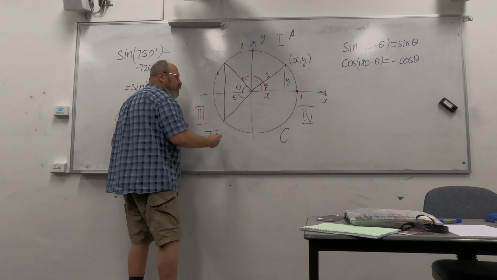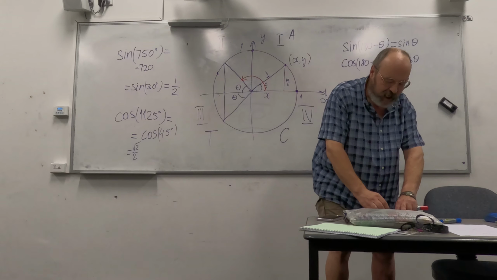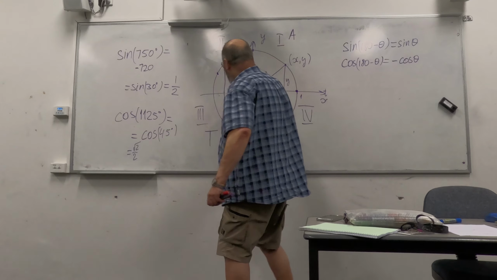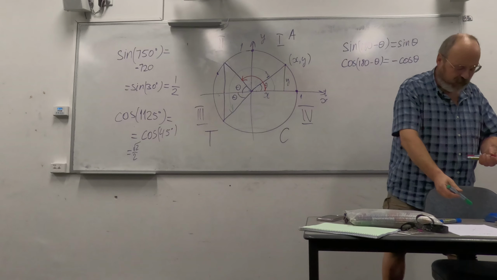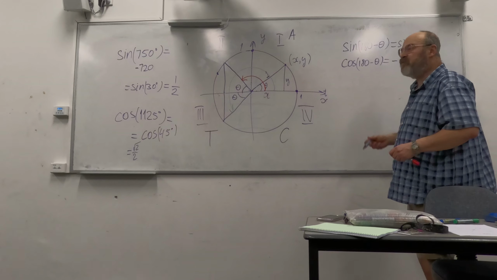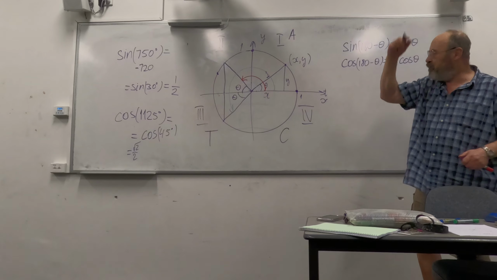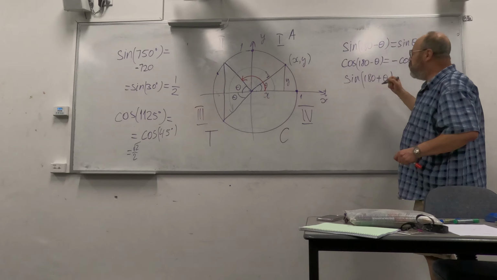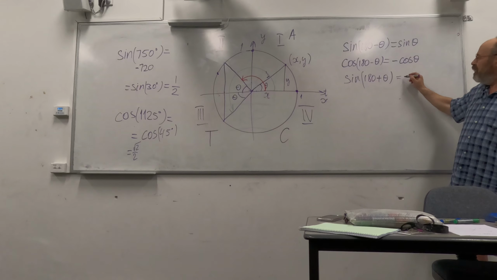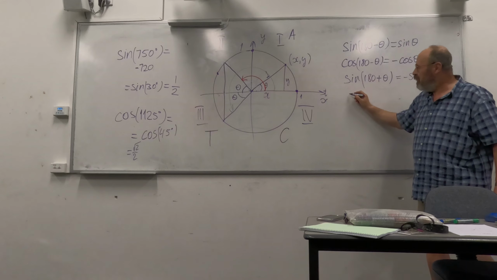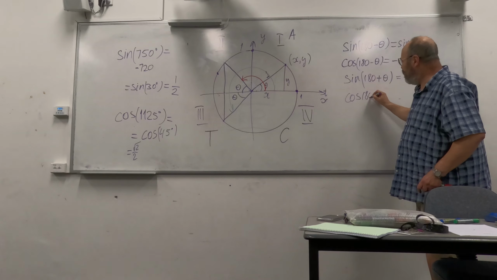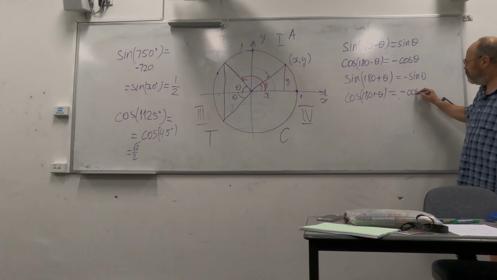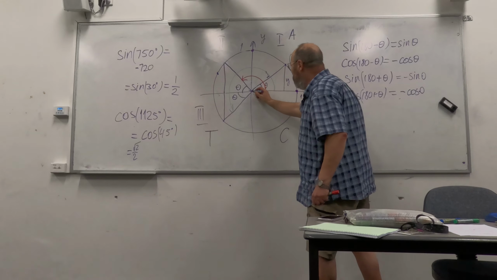Again, this is angle theta, and that angle will be 180 plus theta. Sine 180 plus theta equals negative sine theta. Cos 180 plus theta equals negative cos theta. I get it.